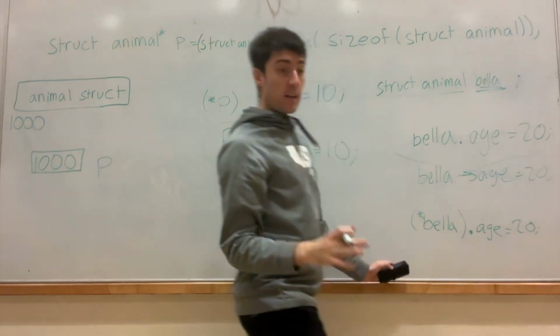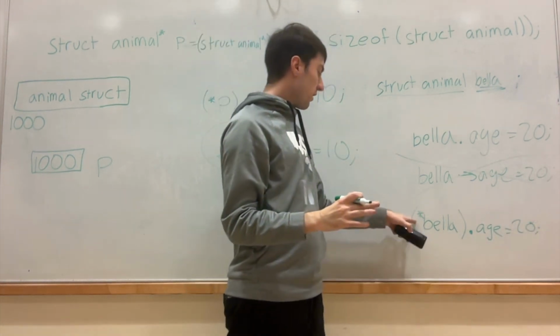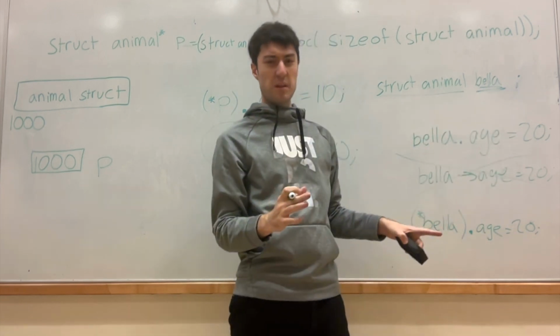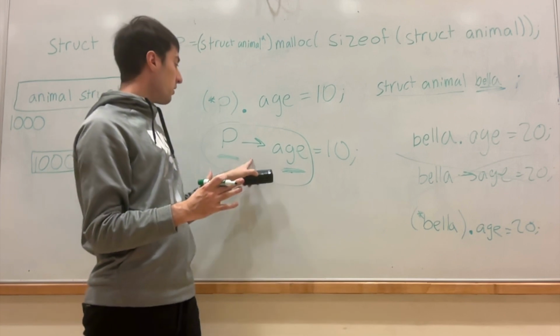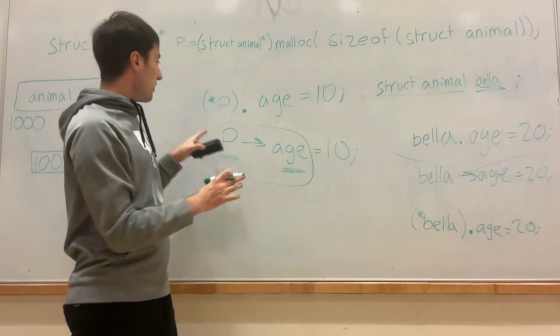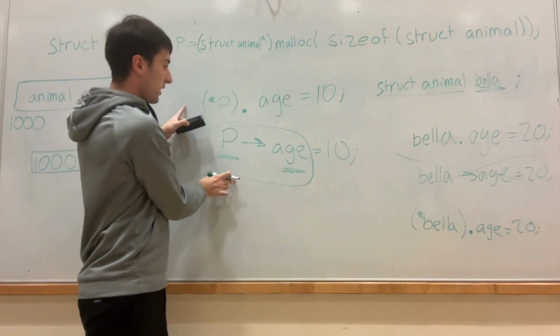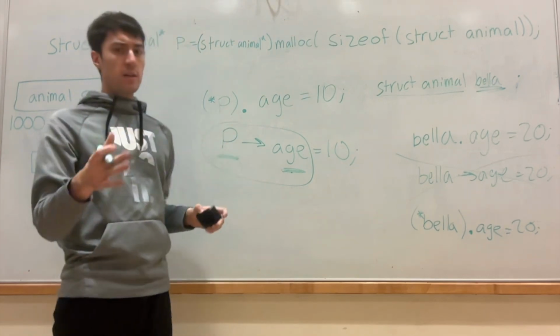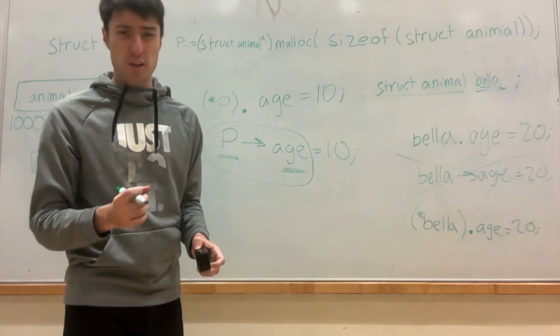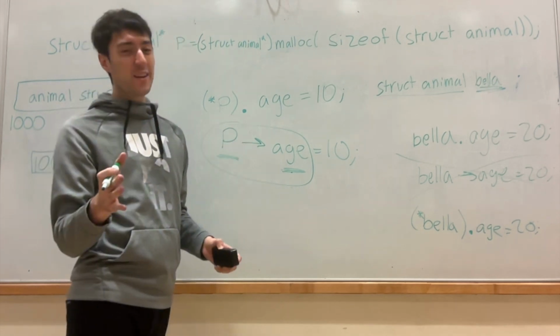And this doesn't make sense, right? Because Bella, how do you dereference Bella? That doesn't make sense. So you don't use the arrow operator. Arrow operator is for pointers. These two statements are identical, okay? And this is something that maybe try writing out multiple times, okay? It might be kind of annoying, right?